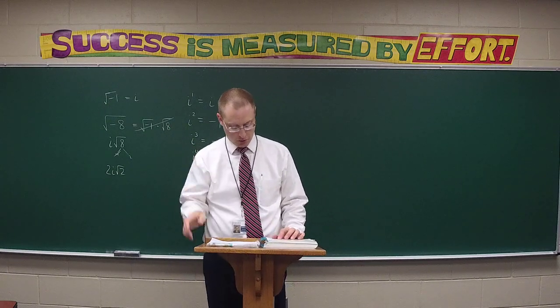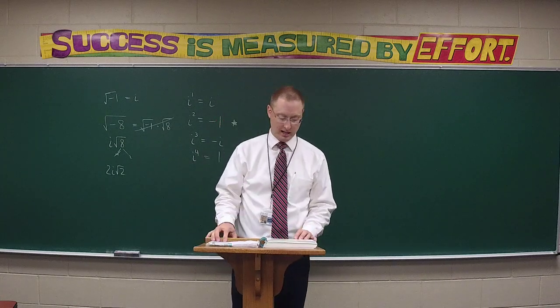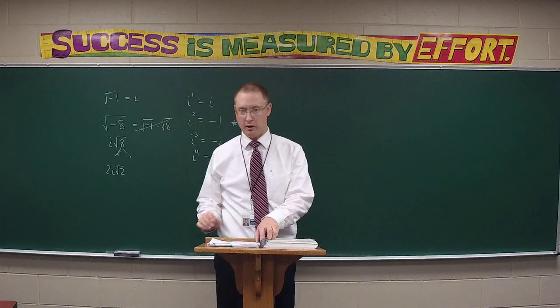Excellent. And then what about the square root of negative 90, Michael? 3i times the square root of 10. Excellent job. 3i times the square root of 10. How many went 4 for 4 on those? Any questions on simplifying imaginary numbers?